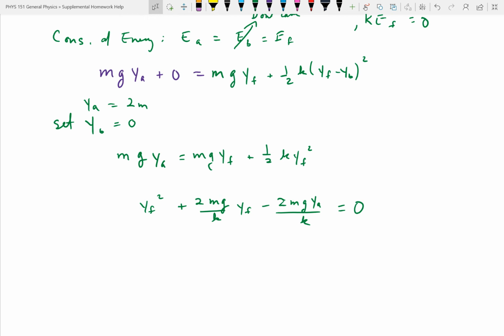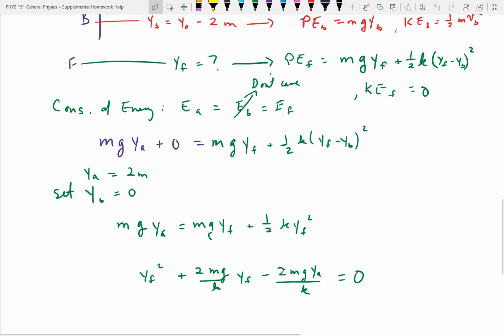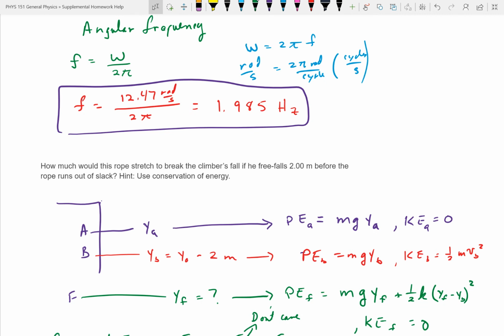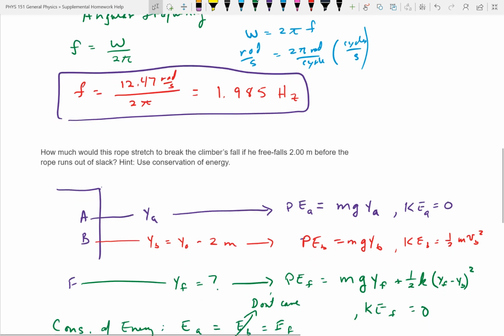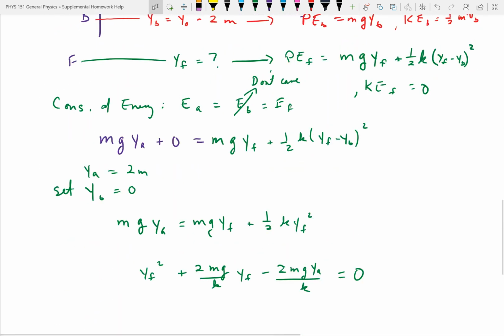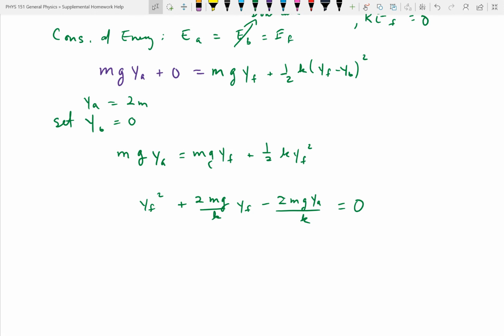Y final now is going to be how much it has stretched, but it doesn't. Oh, actually, it does ask how much does the rope stretch. So it turns out y final is also our answer. Okay, you have to go back. Once you figured out where the stopping point is, you have to say, now what is the amount it's stretched at this point? But setting YB equals 0, since YB was where it starts to stretch, the difference between Y final and YB is how much it's stretched.